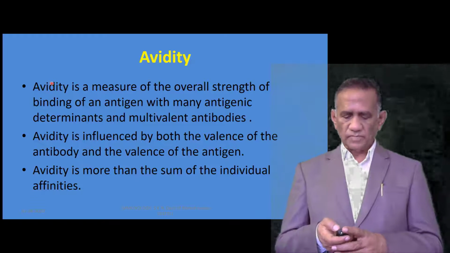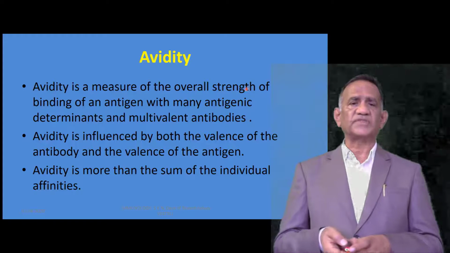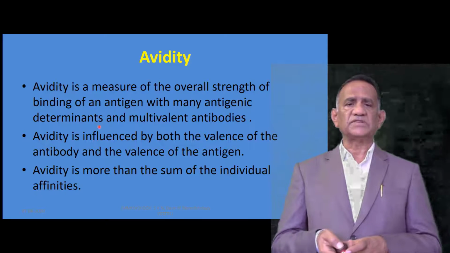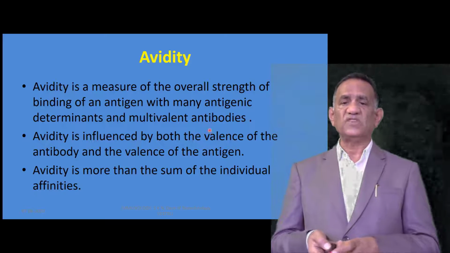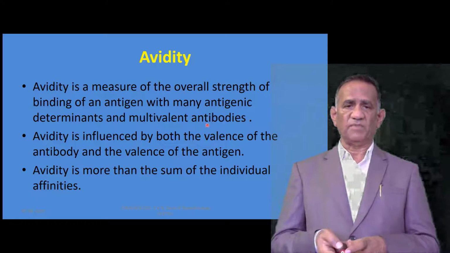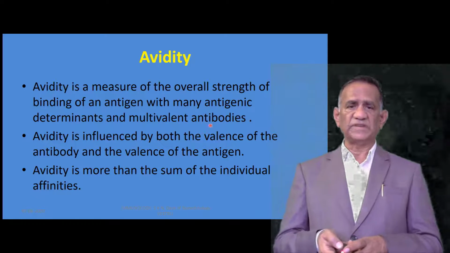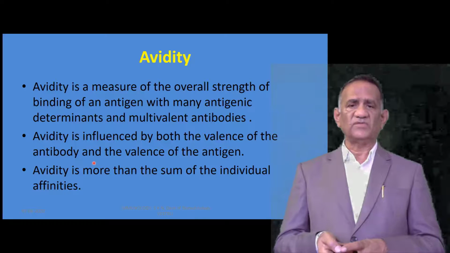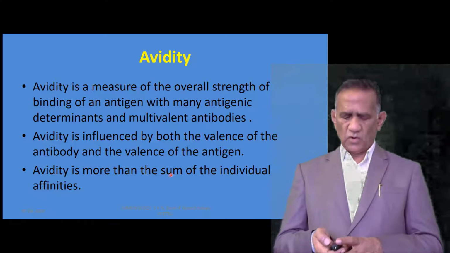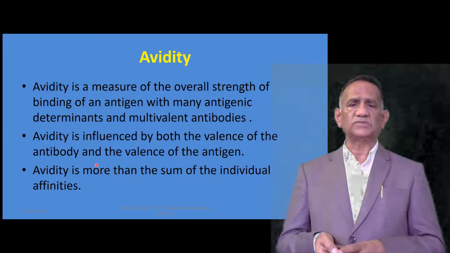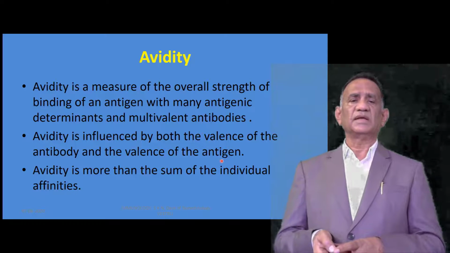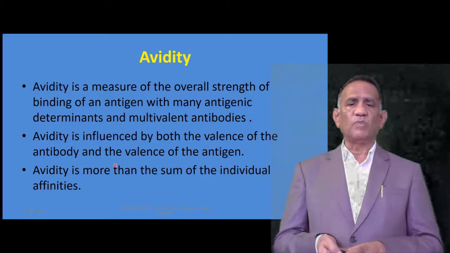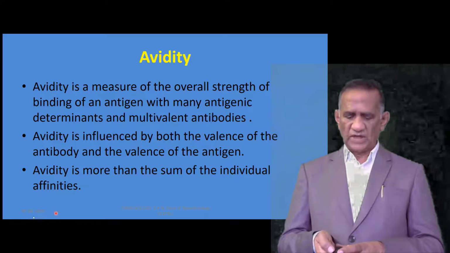Avidity is a measure of the overall strength of binding of an antigen with many antigenic determinants and multivalent antibodies. A multivalent antibody is IgM. Avidity is influenced by both the valence of the antibody and the valence of the antigen. So if the valence of the antigen is more, as hemocyanin has more, then the avidity makes it get bound. Avidity is more than the sum of the individual affinities.